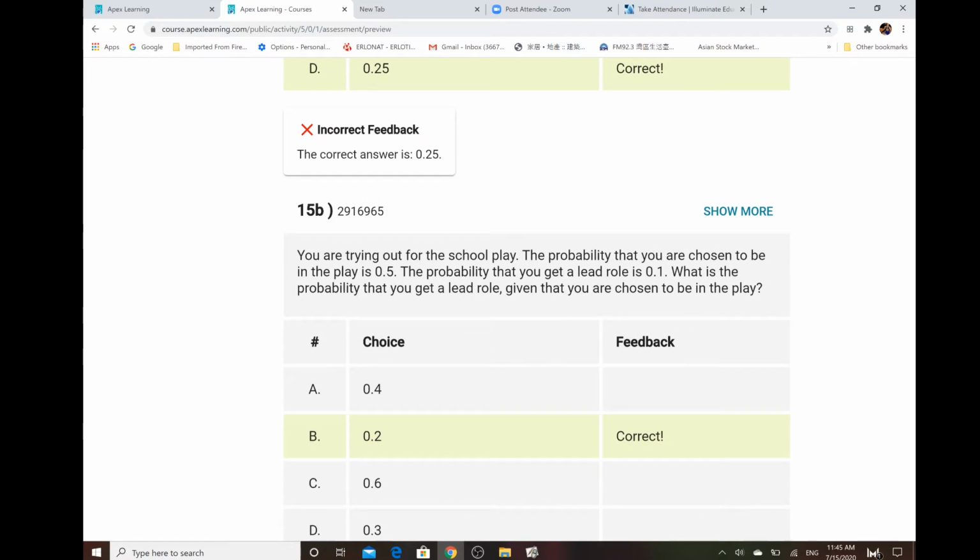So you're trying out for a school play, the probability that you're chosen to be in the play is 0.5. The probability that you get a lead role is 0.1. So what's the probability that you get a lead role, given that you're chosen to be in the play? So 0.1 over 0.5, which is 1 over 5, which is 0.2. So 0.1 divided by 0.5.